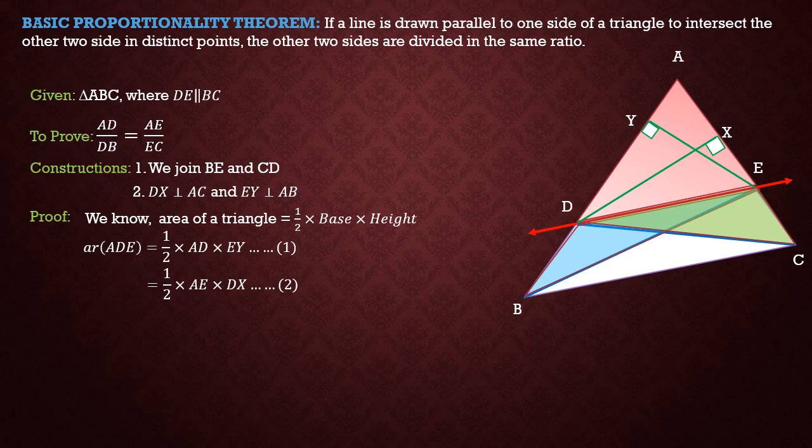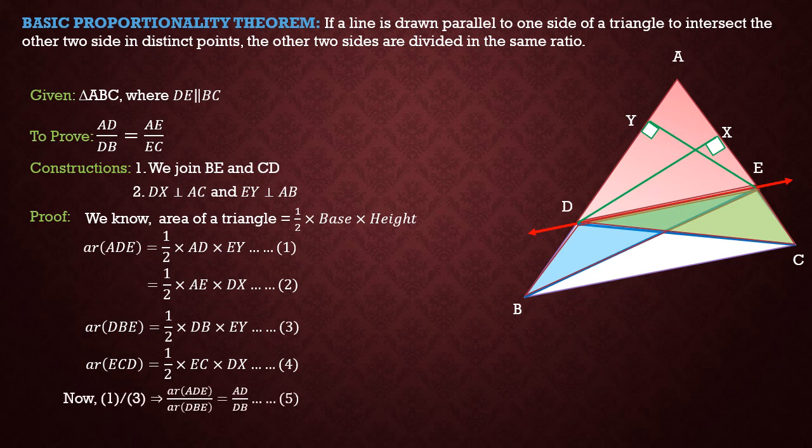Now we shall consider the triangle BDE. The area of triangle DBE is equal to half of DB into EY. We have mentioned earlier why EY is the altitude. And the area of ECD is equal to half of EC into DX. Why DX is the altitude we have already discussed. When we divide the first equation and the third equation, you have AD by DB, because the halves get cancelled and EY also gets cancelled. The first and the third equation have half and EY common, so when we divide them, they cancel and only AD and DB remain.